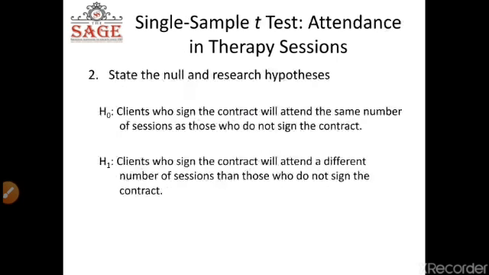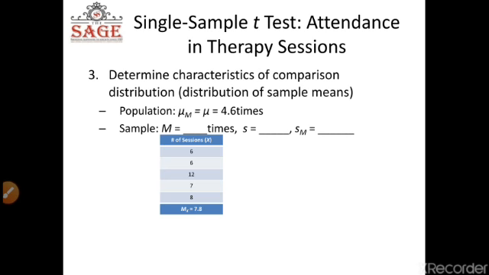Now the second part. The first one was to identify the variables, if you remember the old hat, and the second part is to state the null and research hypothesis. Clients who sign the contract will attend the same number of sessions as those who do not sign the contract. This is the null hypothesis. Clients who sign the contract will attend a different number of sessions than those who do not sign the contract.